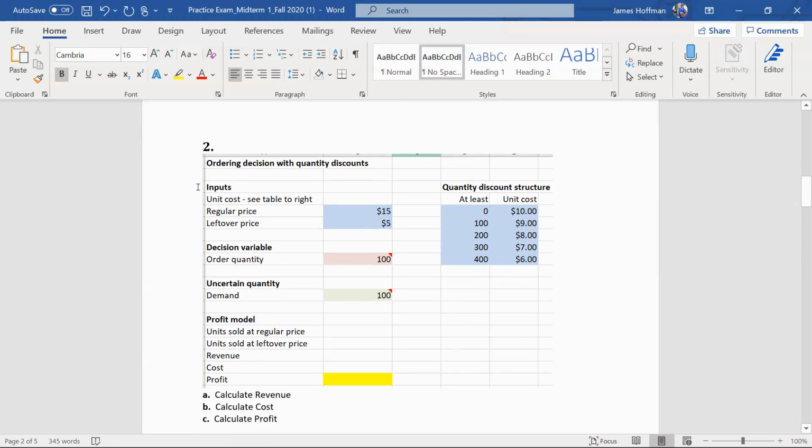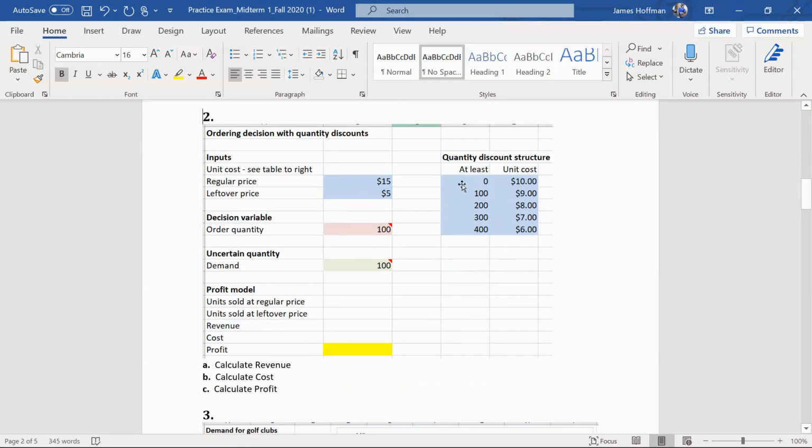Alright, number 2, we have, let's see, what do we have? This is the quantity discount one, where we did the ordering cost.